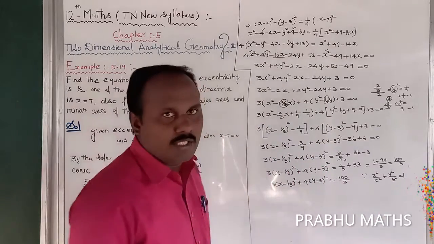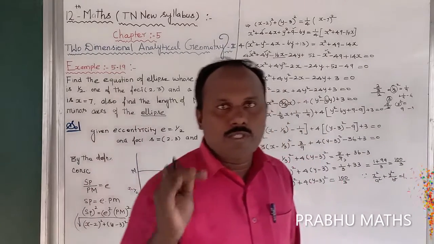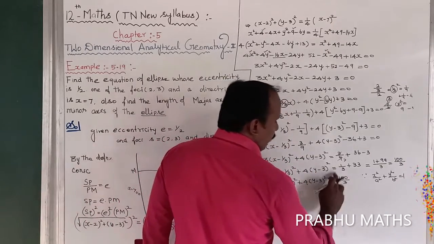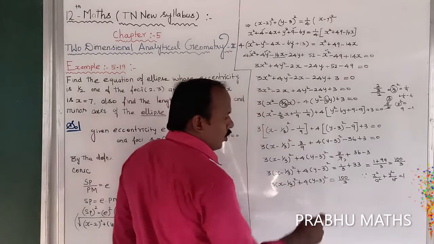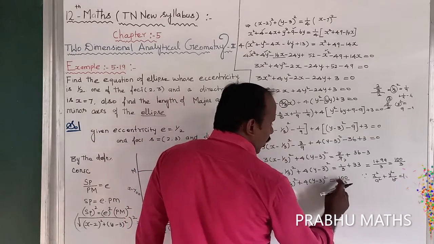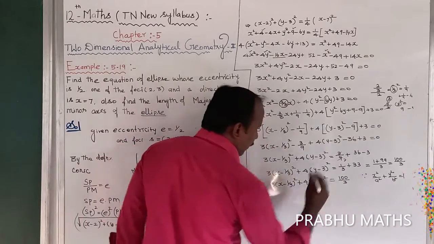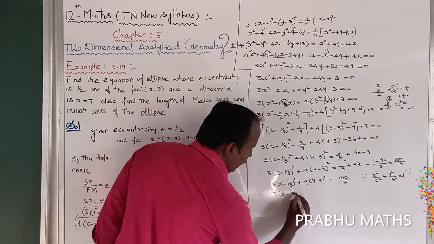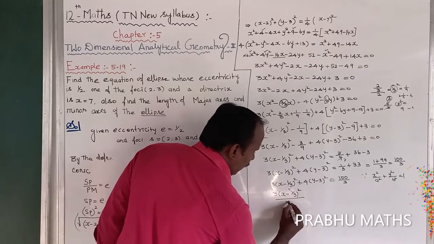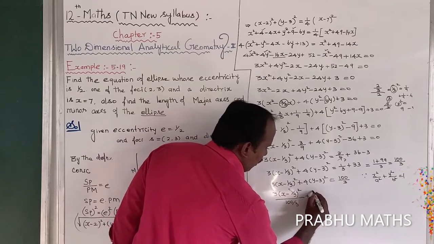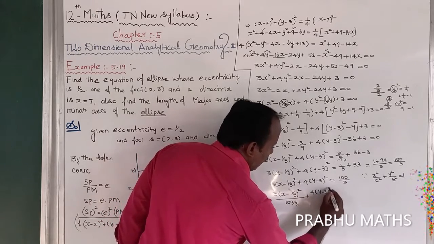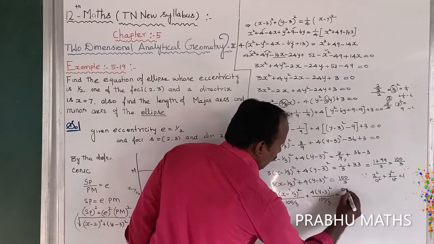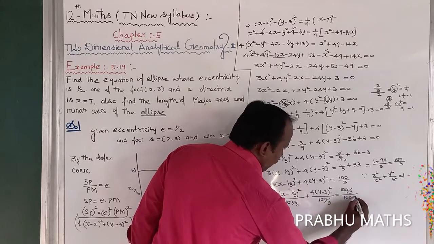The general form of the ellipse equation is x square by a square plus y square by b square is equal to 1. So the right side term should be 1 only. So divide on both sides by 100 by 3. So 3 into (x minus 1 by 3) the whole square, divided by 100 by 3, plus 4 into (y minus 3) the whole square, divided by 100 by 3, equal to 100 by 3 divided by 100 by 3.